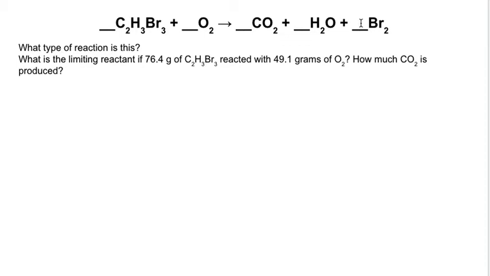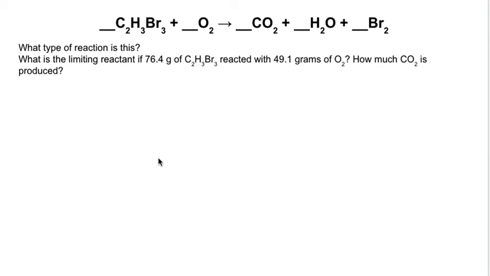The next thing I would do is find the molar mass of my reactants, and remember, of one of my products. In this case, it asks how much CO2 is produced, so I would want to find the molar mass of my CO2. Then I would take the amount they give me, 76.4 grams of C2H3Br3, convert that to moles, and then use the ratio from my balanced equation to convert to moles of CO2 and then convert that into grams of CO2.